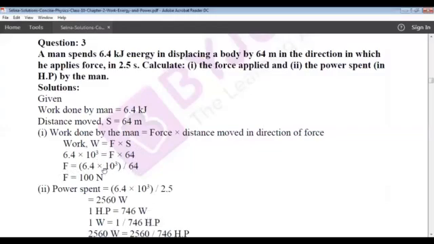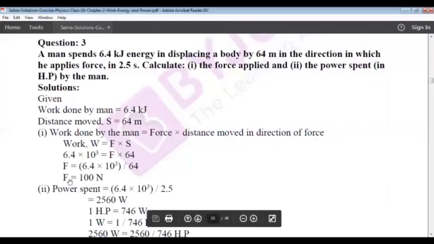So what is the value of W, that is work done? It is 6.4 kilojoule, that is 6.4 × 10^3, divided by 64. This 64 meter is the displacement. So you will get the force as 100 Newton.